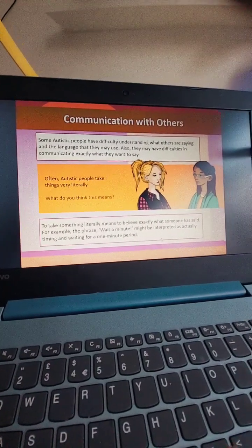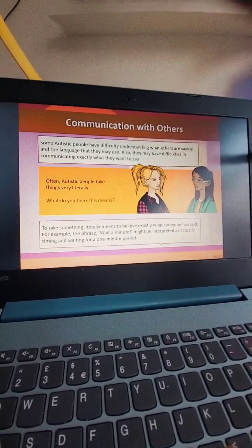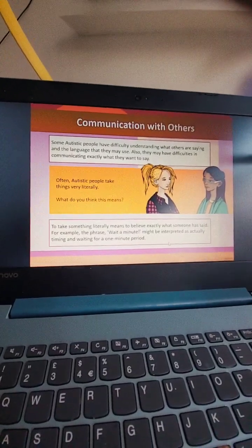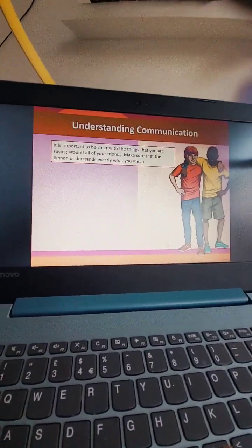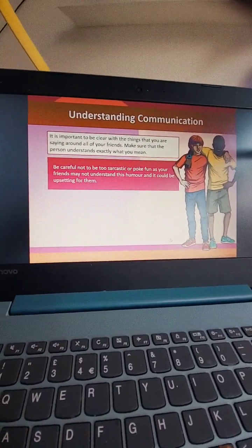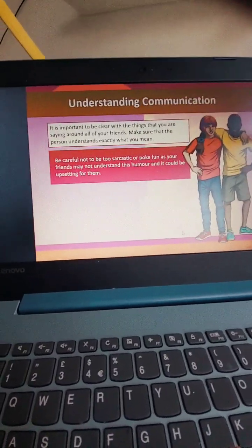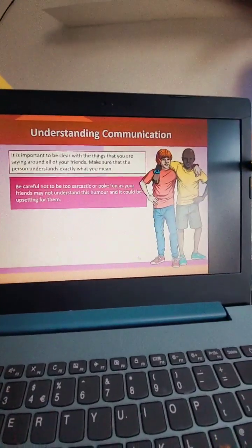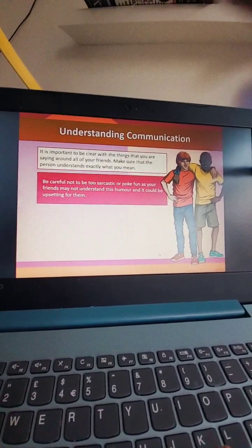Okay, so they just wait 1 minute. Wait a minute means wait for some time. But an autistic person may understand that it is only 1 minute, so they will wait for just 1 minute. Understanding communication. It is important to be clear with the things that you are saying to all of your friends. Make sure that the person understands exactly what you mean.